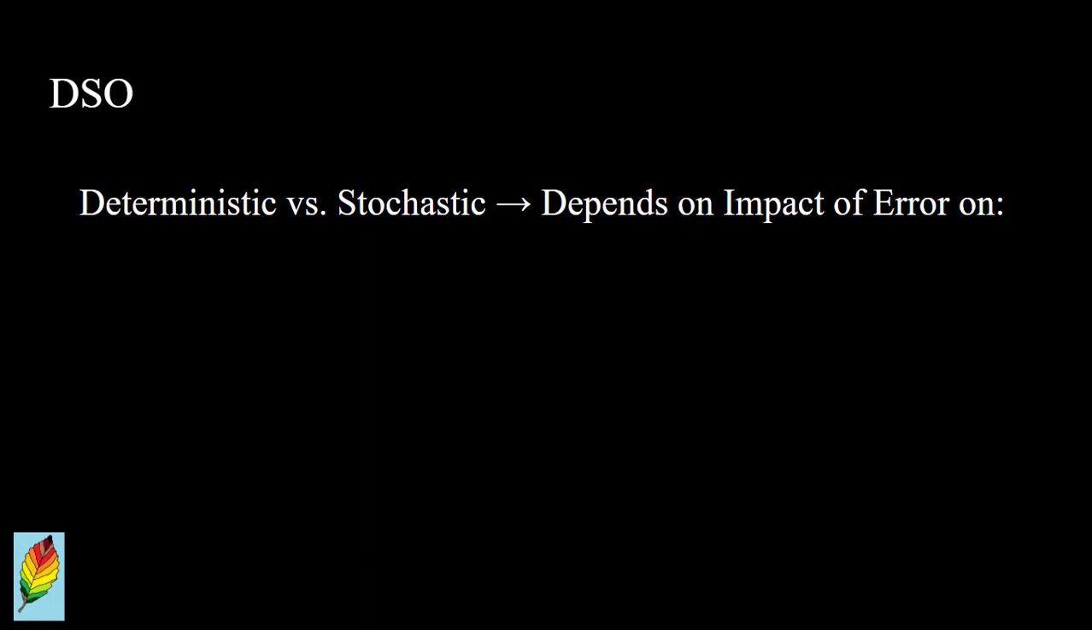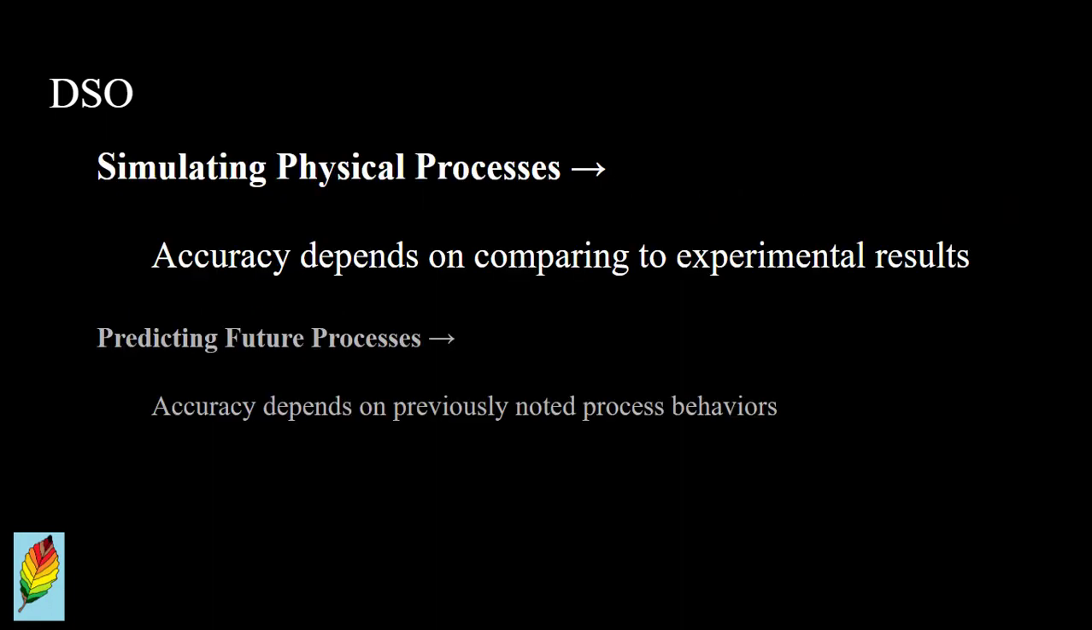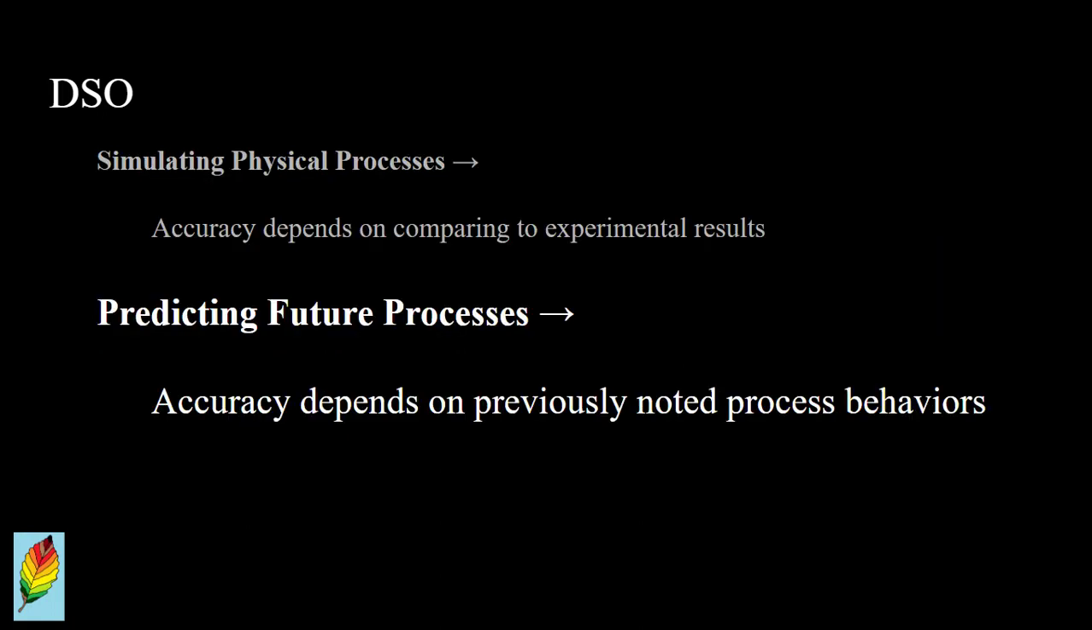The question of whether or not you would use deterministic or stochastic optimization is mostly dependent on how much you believe that the data errors would impact the feasibility and optimality of the output solution. For simulating physical processes, the accuracy is dependent on comparing previously accepted results to your experimental results. For predicting future processes, the accuracy can depend on previous behaviors of the process for which you are trying to predict.